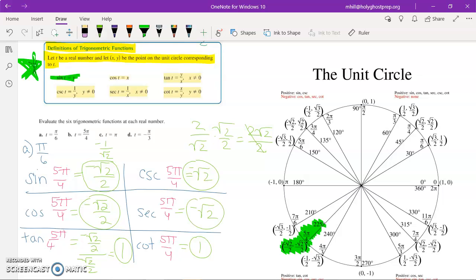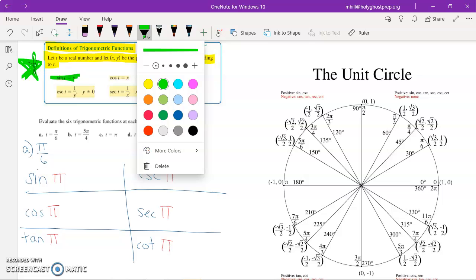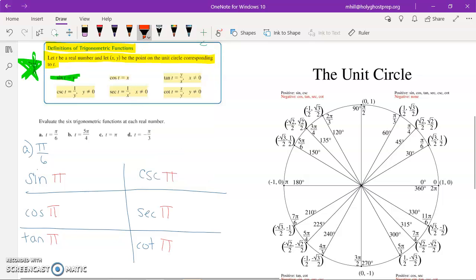All right, now let's move on to part C. So now we're looking at the angle pi. That one is going to be over here at 180 degrees. So our point we're focusing on is negative 1 comma 0. That'll be interesting. The sine of pi is 0, our y value. Cosine is our x value, negative 1. And tangent is y over x, so that simplifies to 0.